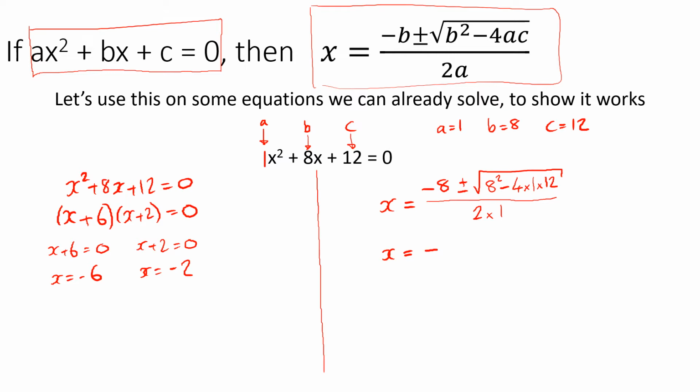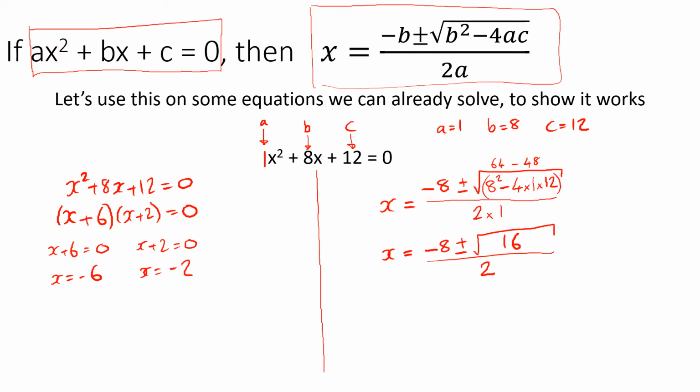So obviously -8 isn't really going to change. We'll just leave that plus or minus in for one more step. And I think the first thing you want to simplify is what's inside this square root. 8 squared is 64. 4 times 1 times 12 is 48. So we're doing 64 minus 48, that is 16. And then 2 times 1 is just 2.